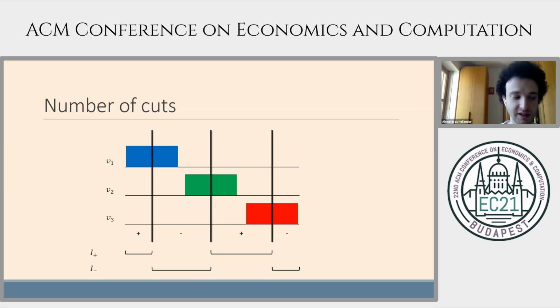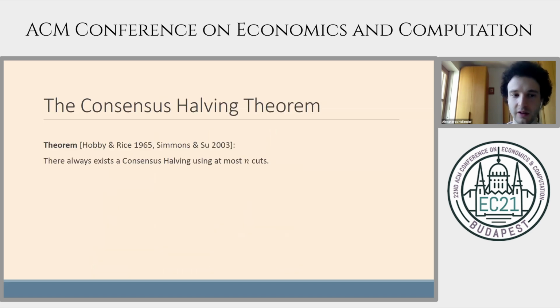A natural question to ask at this point is, can it get any worse than this? Is it possible that I might have to use more cuts? Clearly, this example generalizes to any number of agents, and it tells us that for n agents, there is some example where we have to use n cuts, but is it possible that we might need more? And here we have the consensus-halving theorem, which essentially tells us that no, this is the worst case. The example on the previous slide is the worst case. There's always a solution using at most n cuts, where n is the number of agents.